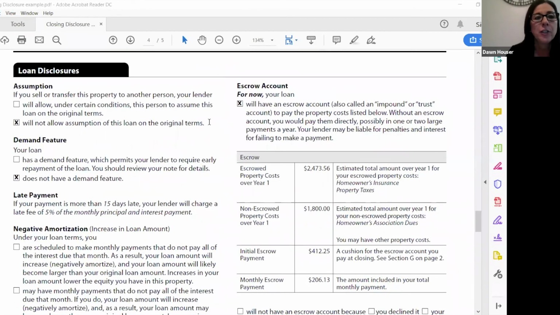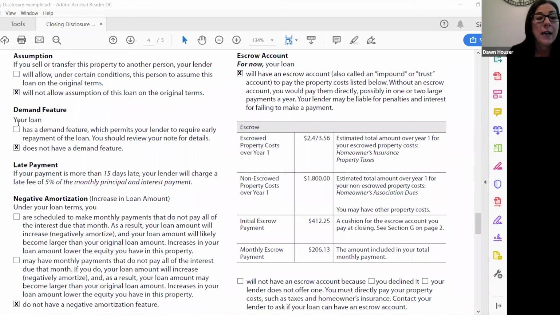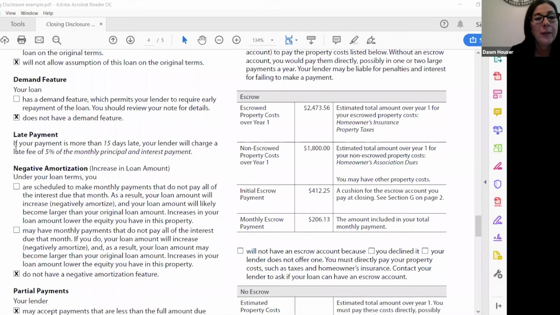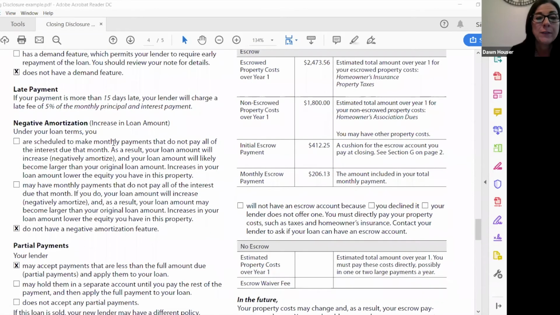And this section is just some clarifications about the borrower's loan. So in our case, this loan is not assumable. It's a conventional loan. It does not have a demand feature, so you're not going to be like, hey, pay me tomorrow. The late payment, if you pay between the 1st and the 14th, you don't have any late fee. But if you are paying after that, you are going to have a late fee. And borrowers need to understand, until you hit 30 days, you don't have a late payment. If you haven't paid within 30 days, your credit report is going to reflect a late payment.